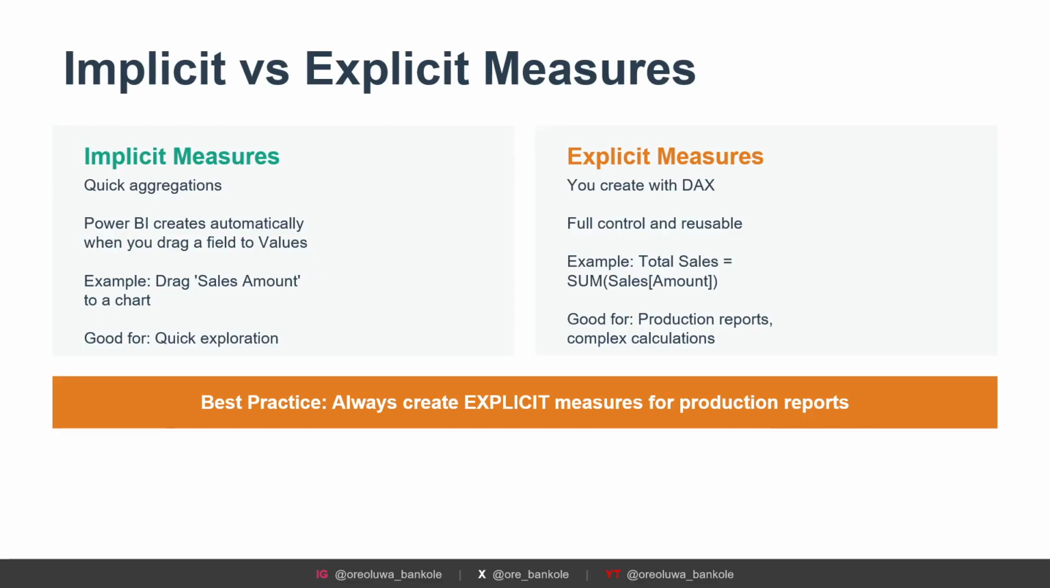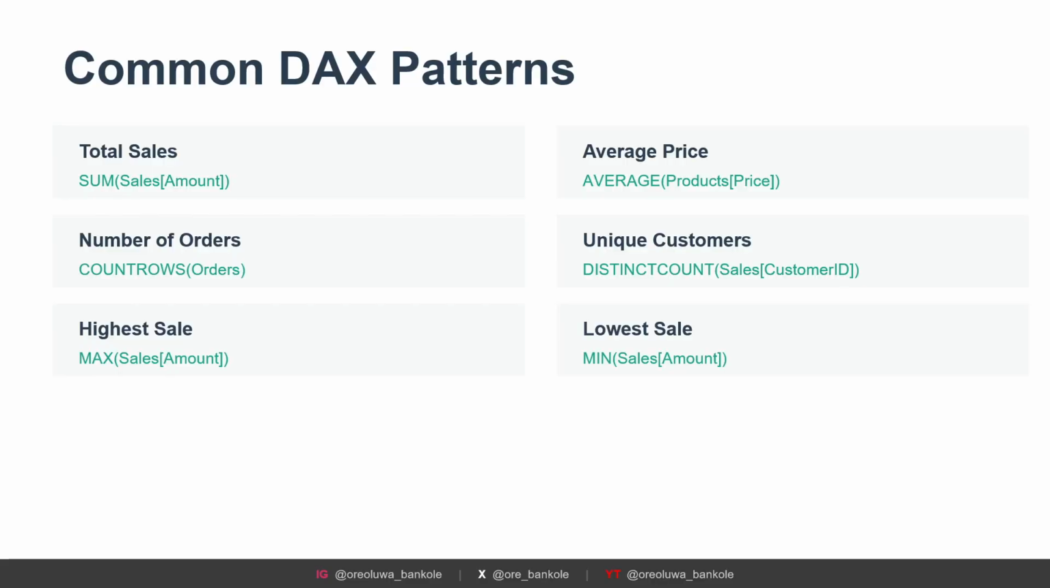Explicit measures are the professional way of doing things. So that is implicit and explicit measures. The best practice is that you should always create explicit measures for production reports. These are some of the common DAX patterns: you want to know your total sales, number of orders, highest sales, average sales, unique customers, all these ones.